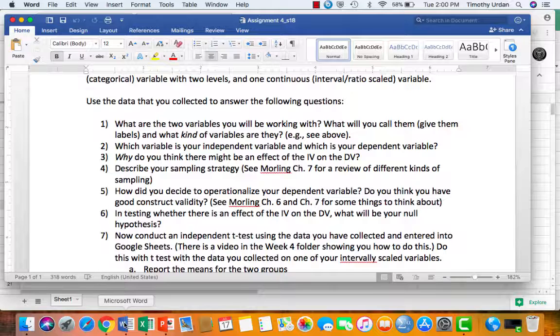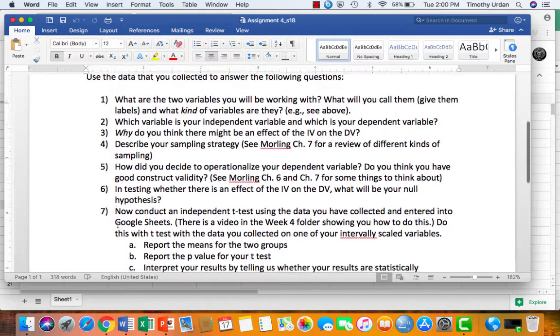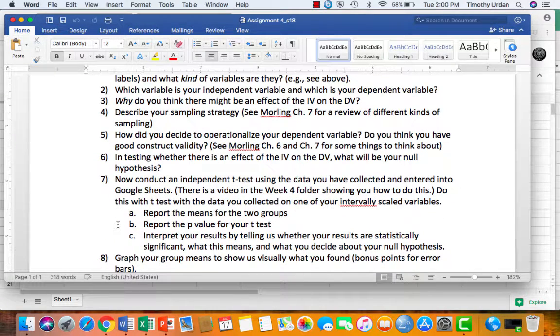Okay, what else we got? What will the null hypothesis be? The null hypothesis is going to be about population means. And the null hypothesis is that the population means are equal. So my null hypothesis will be that the average weight for women equals the average weight for men. My null hypothesis is about population means, so I need to say something about population means.